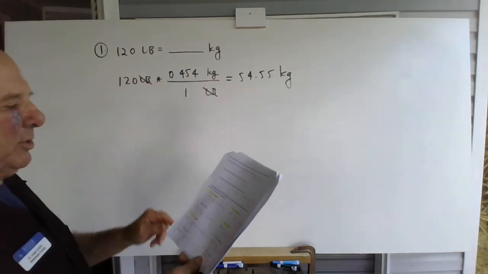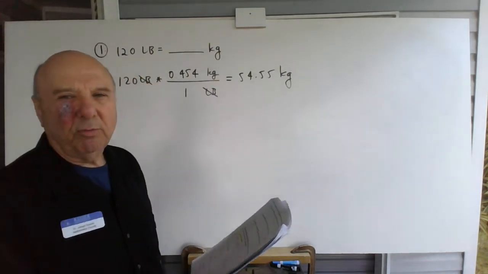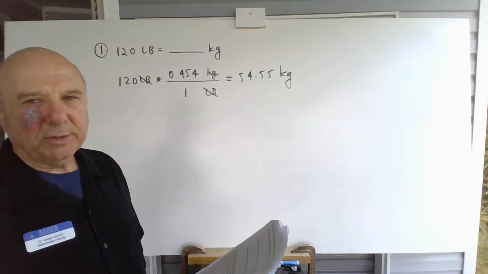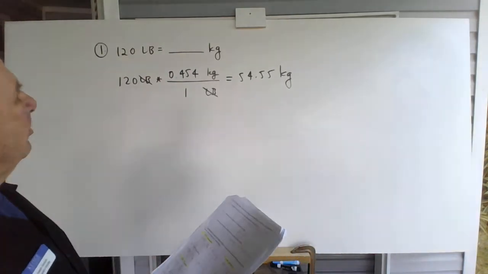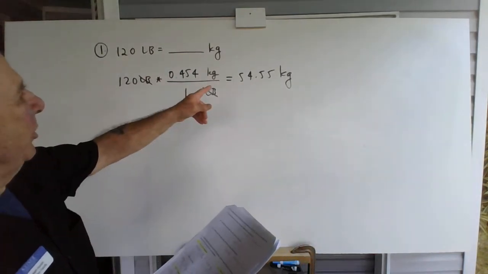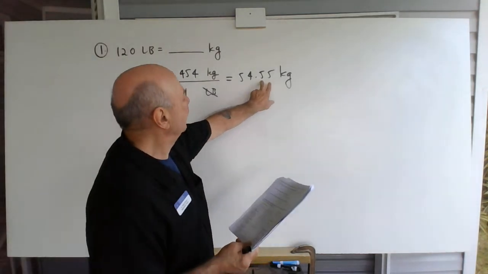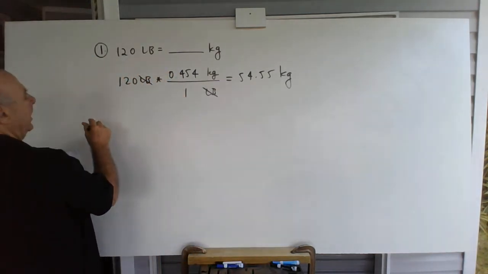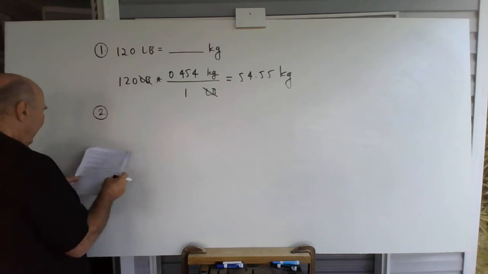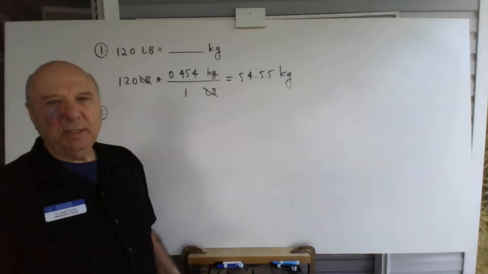My directions here say to the nearest 0.01 of the measurement as appropriate. So that's your 0.01, 2 decimal places. Okay, number 2. Suppose we want to change 48 inches to centimeters.